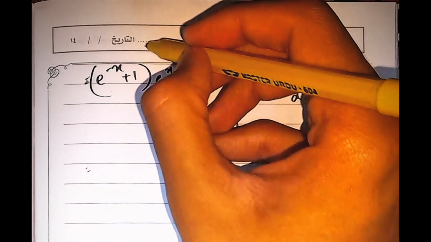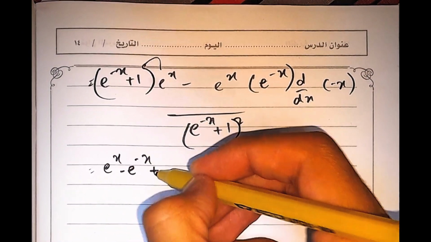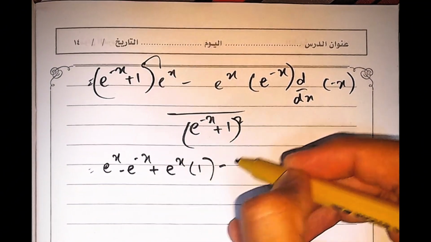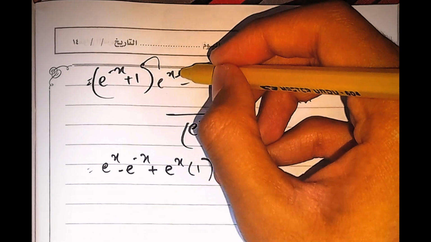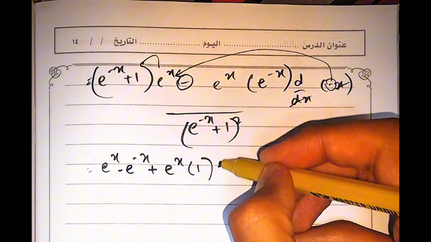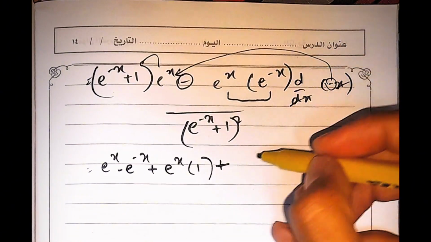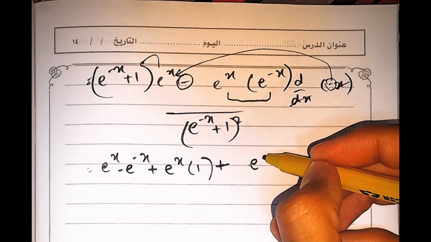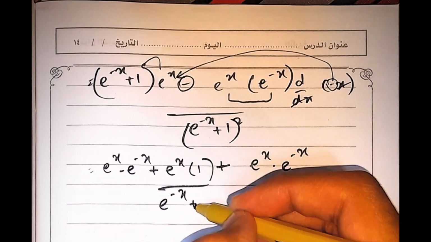Alright, simply multiply this e^x. So we have e^x dot e^(-x) plus e^x times 1 minus, over here this would be cancelled and we are left with negative sign, so this negative sign will be multiplied with this negative sign right over here, and we have a positive sign. Now we are left with e^x and e^(-x), so when we multiply these two things, we have e^x dot e^(-x) divided by (e^(-x) plus 1) whole square.